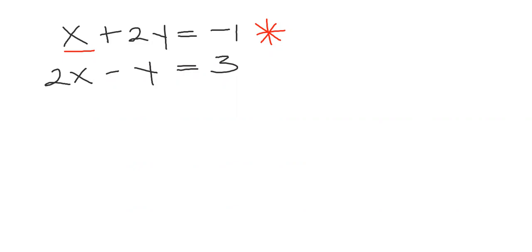Now we're going to make x the subject of the formula there. So making x the subject of the formula, we get x is equal to -1 minus 2y, because we want to make x the subject of the formula. So it means you have to take everything to the other side of the equal sign. Doing that, you have x is equal to -1 minus 2y.